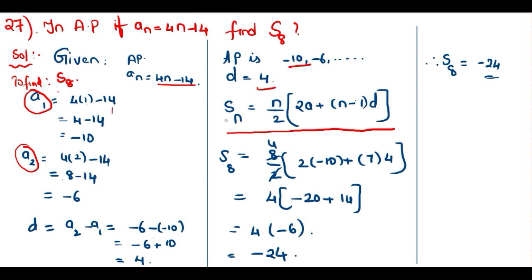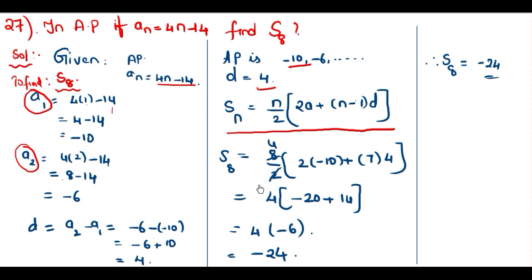Now, we can find using the formula Sn is equals to n by 2 into 2a plus n minus 1 into D. What is asked to be found? That is S8. So, S8 is equals to, n is 8, 8 by 2 into 2a. 2 into the first term, that is minus 10, plus n minus 1. 8 minus 1 is 7. 7, D is 4. So, we can cancel this. We cannot cancel this 2 and this 2, as outside the bracket we have it.